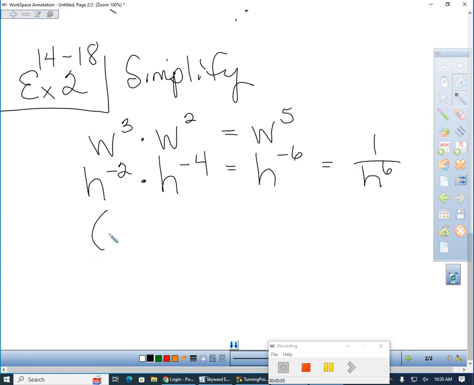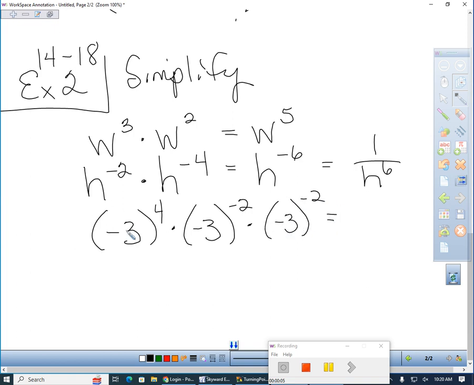What if I had negative 3 to the 4th times negative 3 to the negative 2 times negative 3 to the negative 2? My base is negative 3. I add my exponents together. What do I get? So my whole answer is 1.